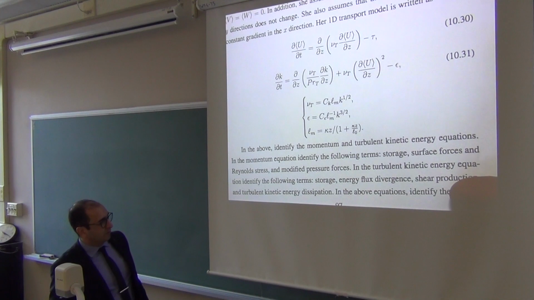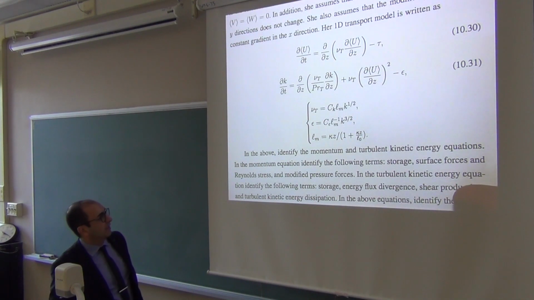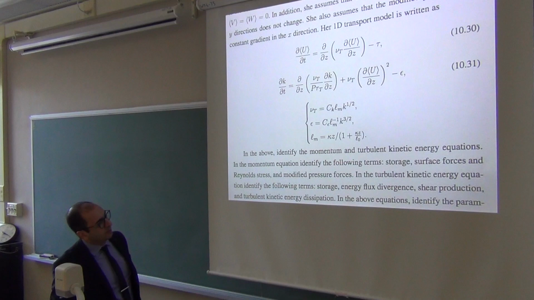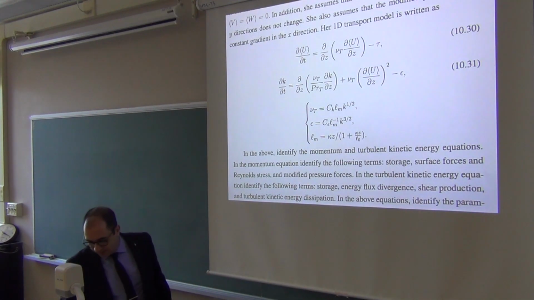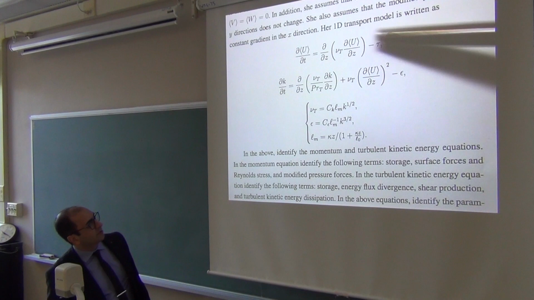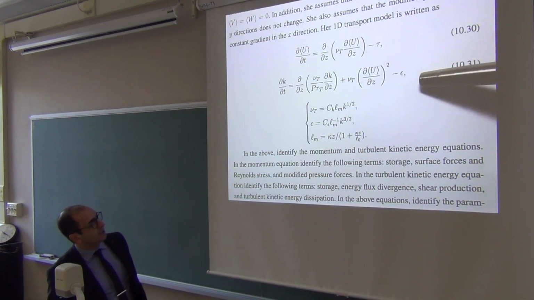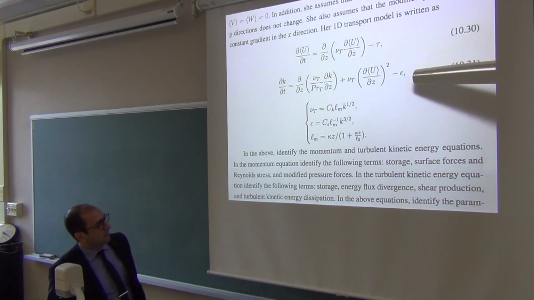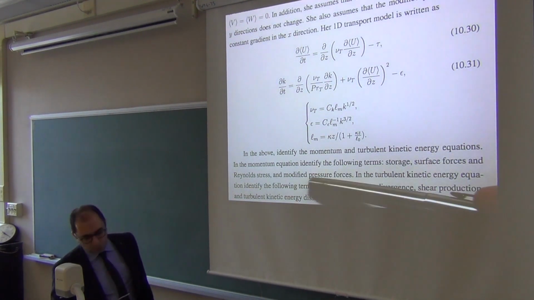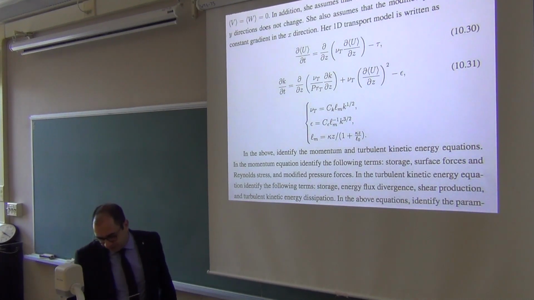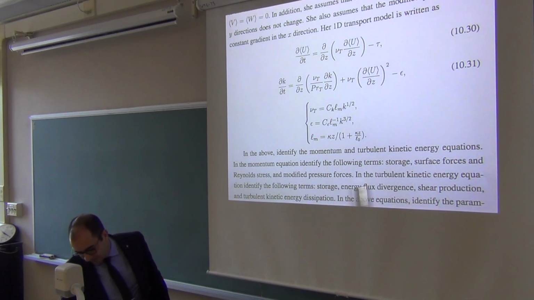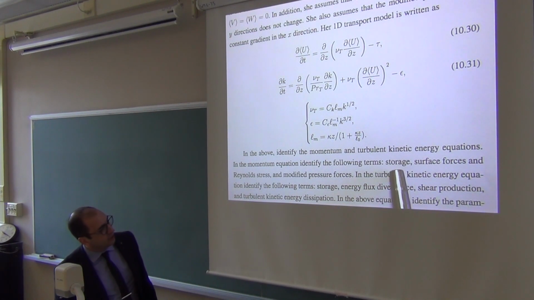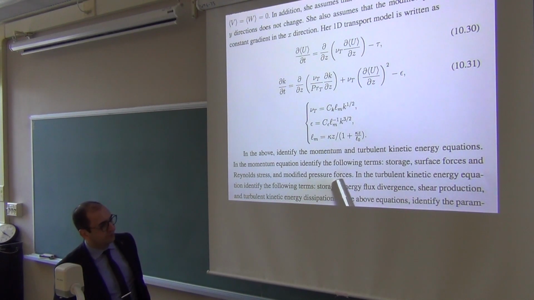Although I have to do justice to reading the question in full. In the above, identify the momentum and turbulent kinetic energy equations. Well, I already said, momentum equation is the first one, because you got U here. Turbulent kinetic energy equation is this equation. So I've done that part. But you will see I will identify for you these terms as I derive. I will identify the storage term, surface forces and Reynolds stress. And I will also identify the modified pressure forces term in the momentum equation. I'll do that in a moment.